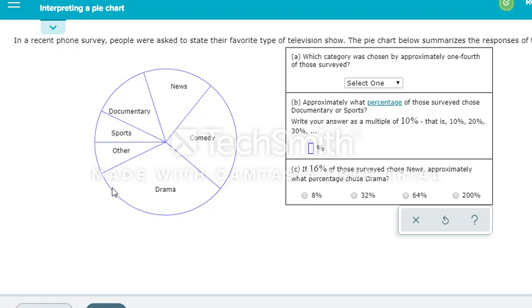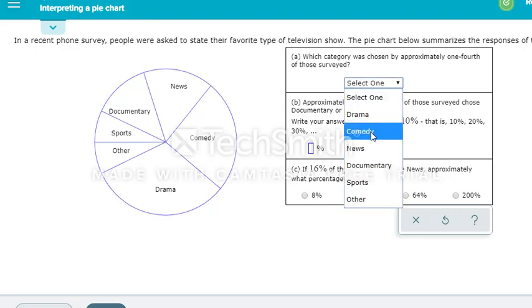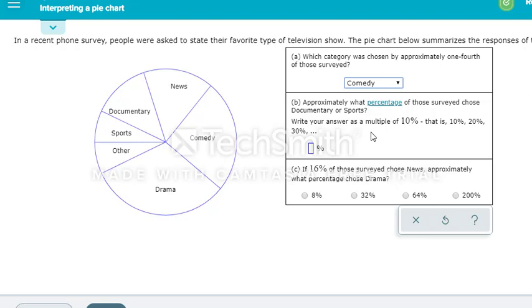If this is a whole circle and you divide it into four parts, which one is approximately 1/4 of the circle? So it looks like that is comedy. We are approximating, so comedy, this section, is very close to one fourth of the circle. This is bigger, more than 1/4. That's why I didn't choose that. This is less than 1/4 in size.